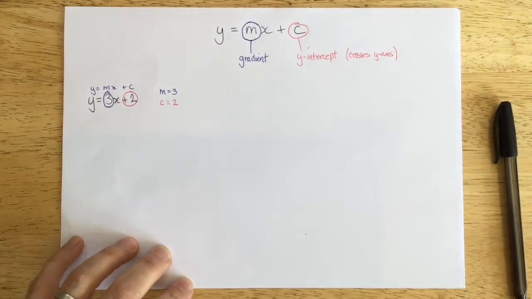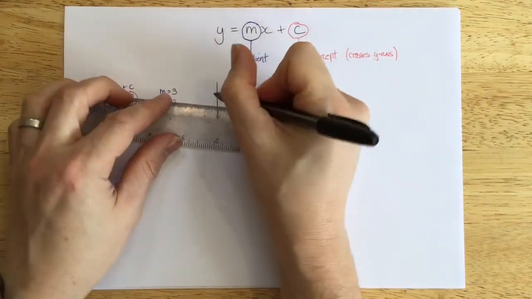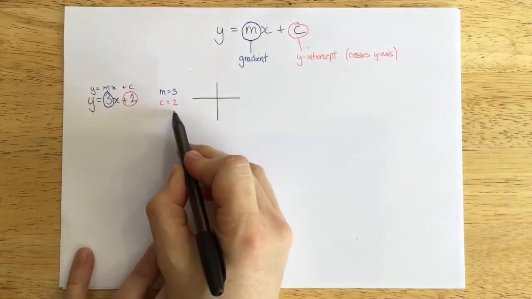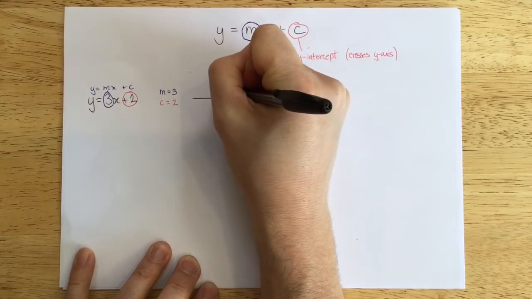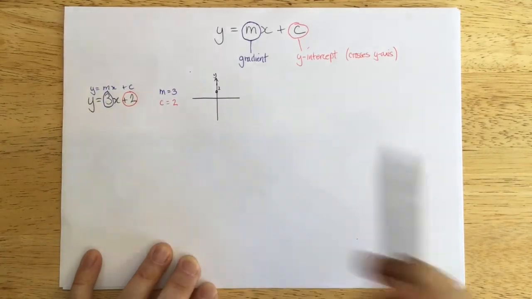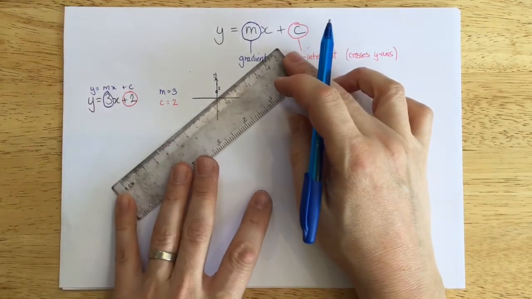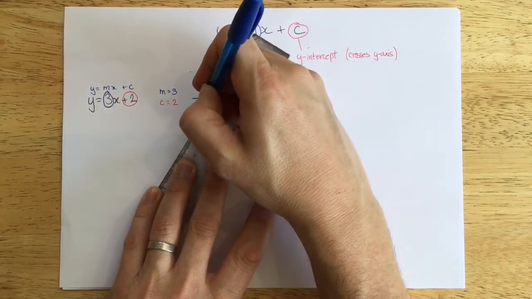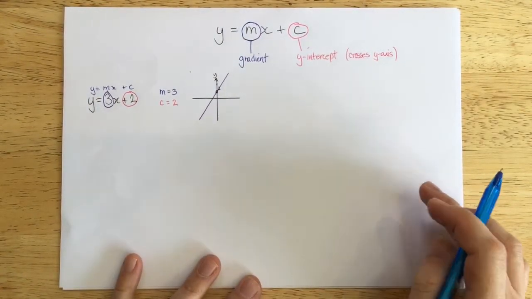Now if we were to draw that very, very quickly, just a quick sketch, then I know that the y-intercept is 2. That's where it crosses the y-axis. So let's just imagine that's 2. And it has a positive gradient of 3. Now, a gradient of 1 splits the diagonal, so 3 is a wee bit more steep than that. So if we draw it, it would look something like that.